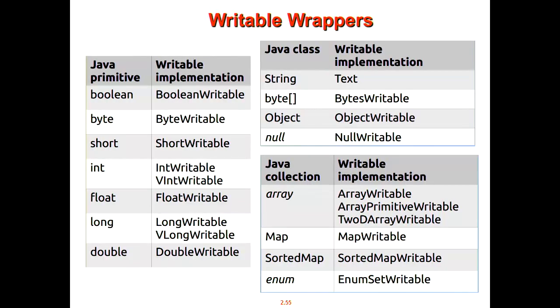About writable wrappers, so I will skip this. We will try to go back to review this in the next lecture. Just list some wrapper classes for the Java primitive data types, for example, byte, short, int, float.